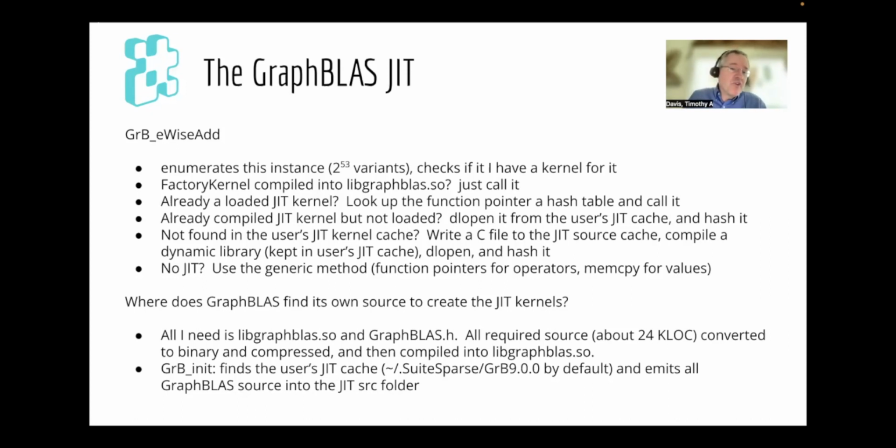Have you compiled this kernel before? Maybe yesterday, and you came in, rebooted, started your application up, started up GraphBLAS again, and it's not loaded, but it's already in your cache folder, compiled. I'll just load it in. What if I don't find it there? Well, then I have to write the C file out to the cache folder. I have to call a compiler to create a dynamic library, dlopen it, and hash it. And it's fast next time. What if there's no JIT at all? It's disabled. Well, then I have a generic backup with function pointers for the operators and memcpy for the values. So it'll be slow, but it'll work.